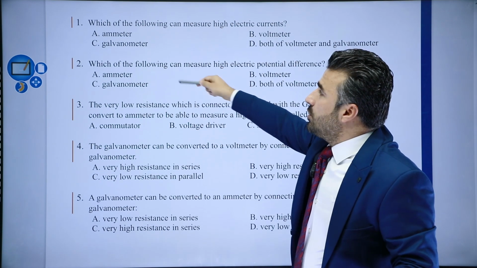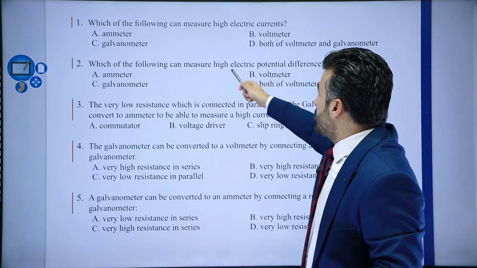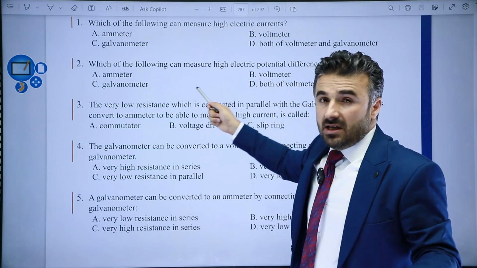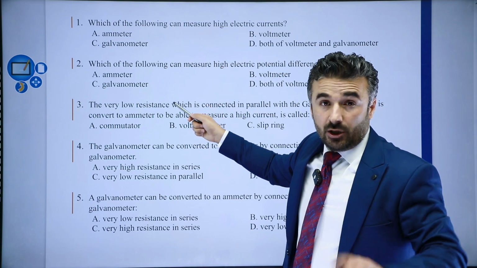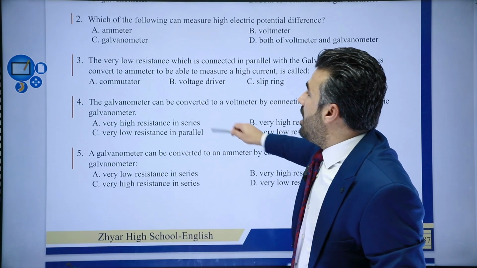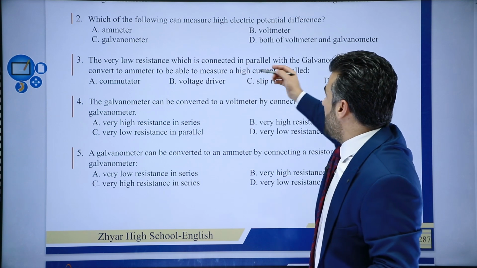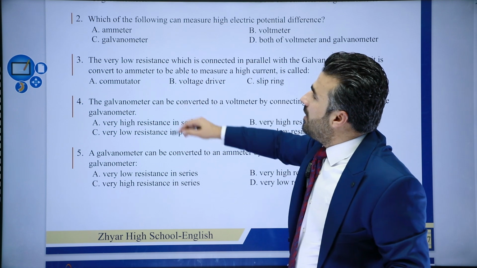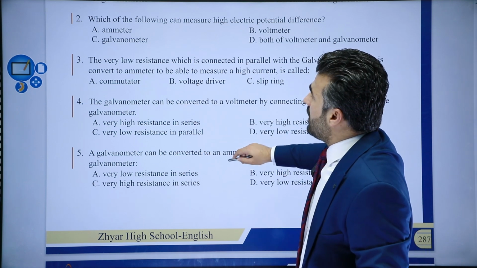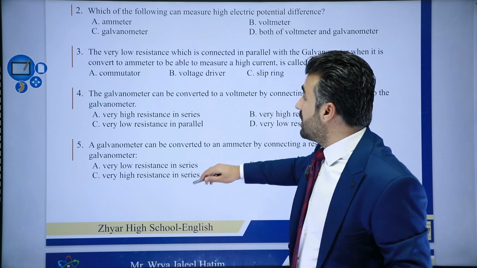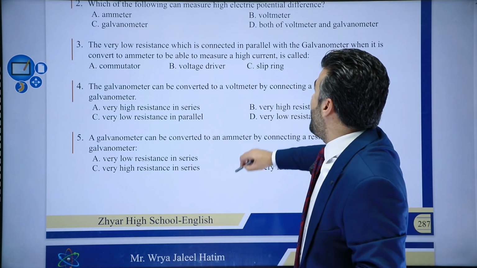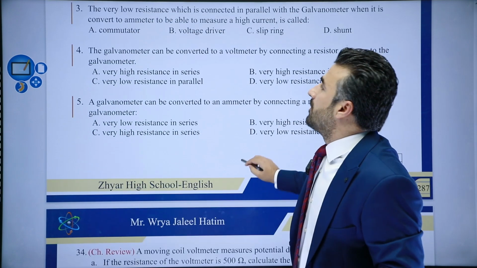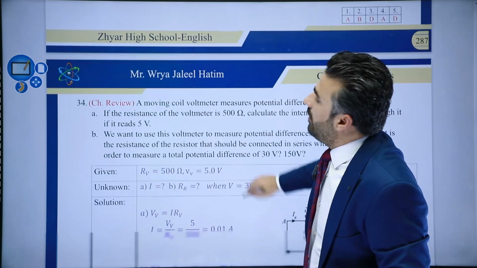Which of the following can be used to measure high electric potential difference? If it is high potential difference, that means high voltage, that is, of course, a voltmeter, not a galvanometer. Okay. This one also: the very low resistance which is connected in parallel with the galvanometer when we want to convert it to an ammeter, to be able to measure high current, what is it called? It is called a shunt resistor.